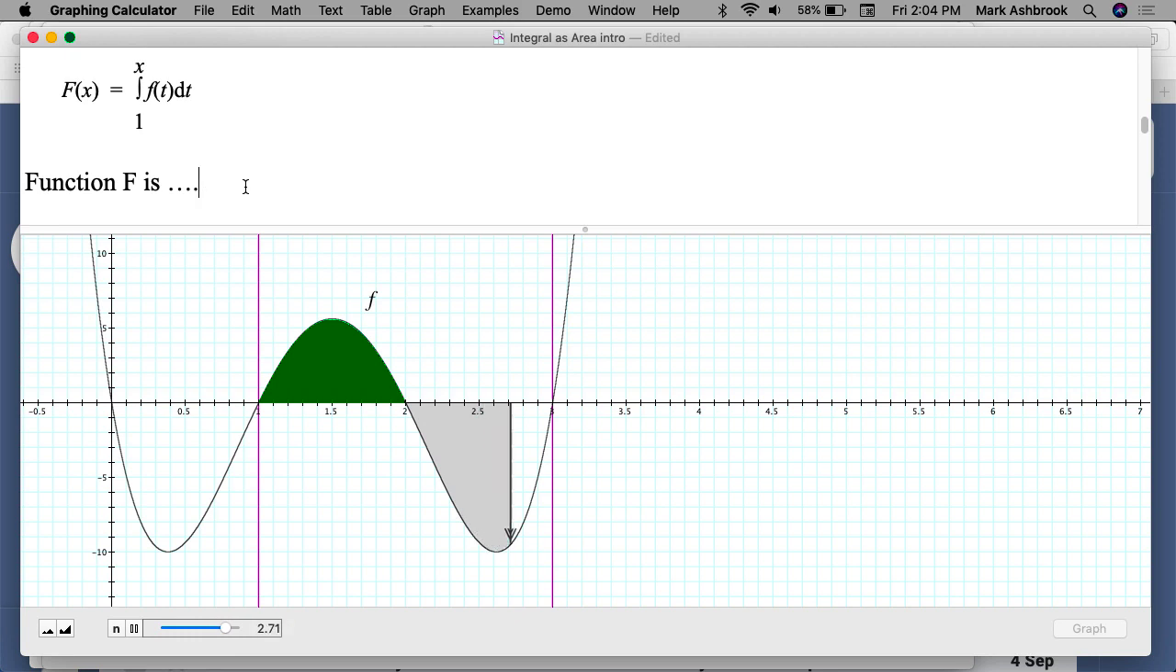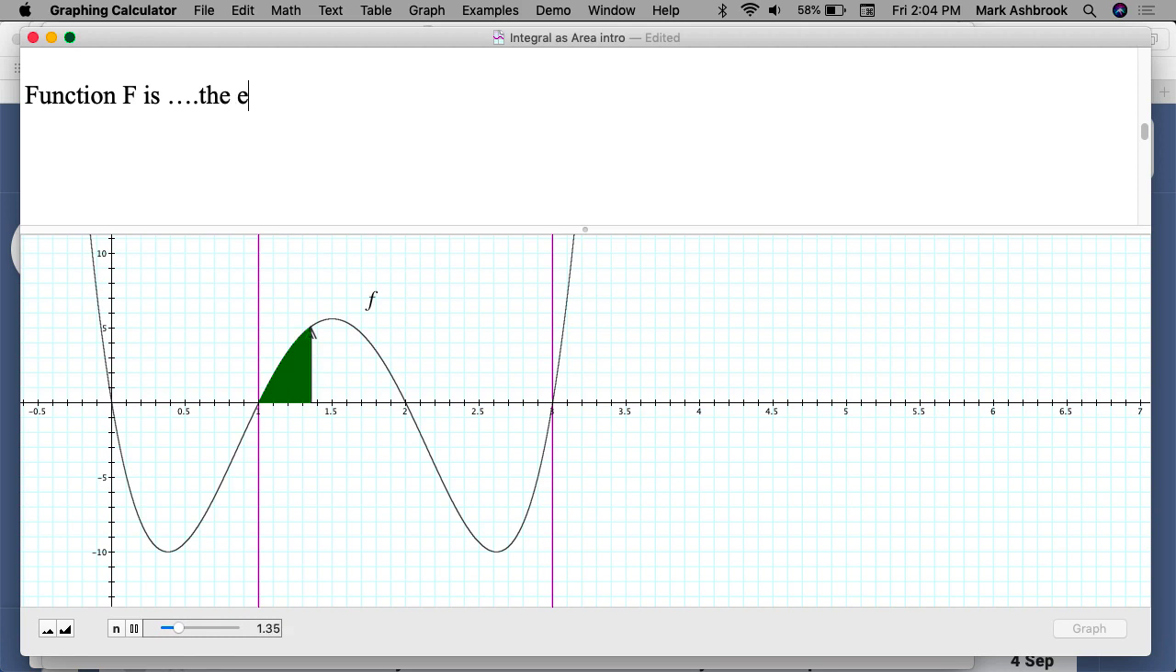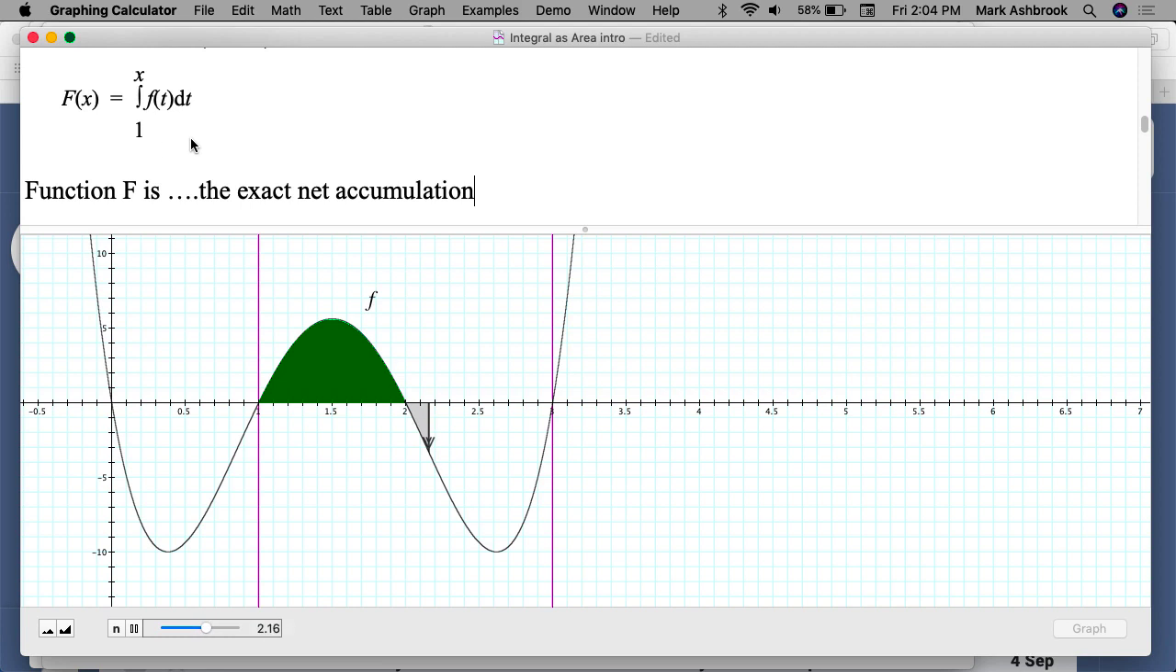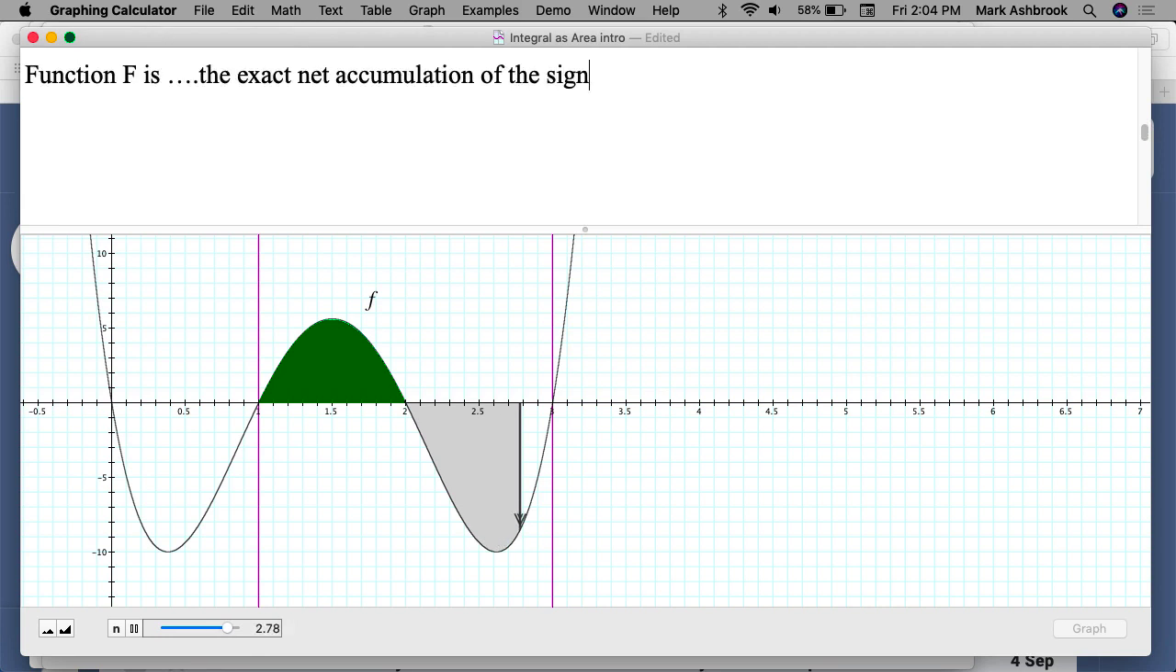So what is it? Capital F is what kind of function, and specifically what quantity is it related to? Yes, Deanna. The exact net accumulation of the signed area? Okay, exact. Is it exact net accumulation? Exact because it's an integral, right? Net accumulation because it's an integral. So that's what integrals give us. They give us exact net accumulation. And you said of what? Of the signed area. And specifically, what signed area is it? From 1 to x. Yeah, that's true.